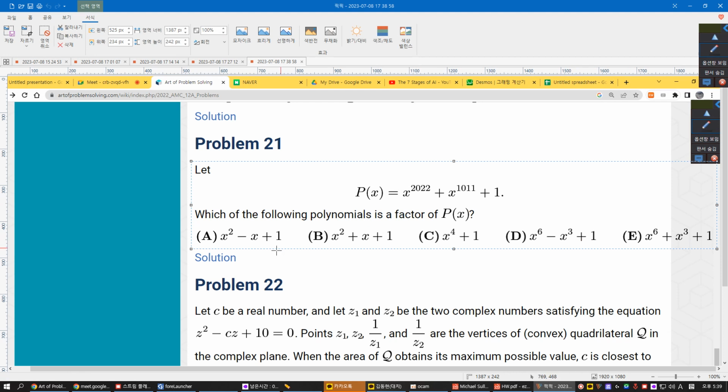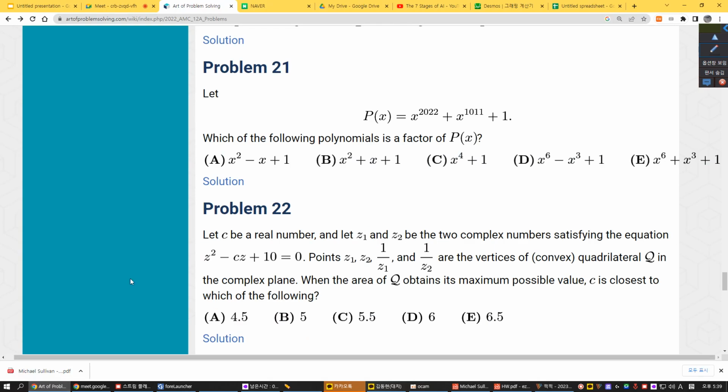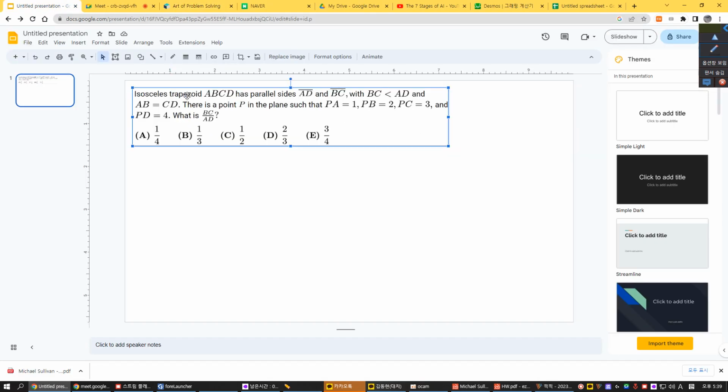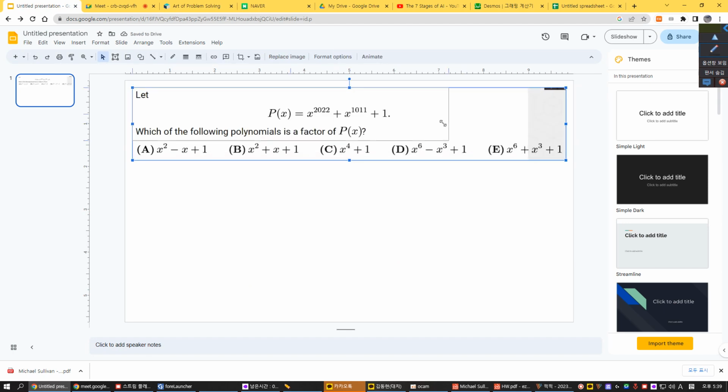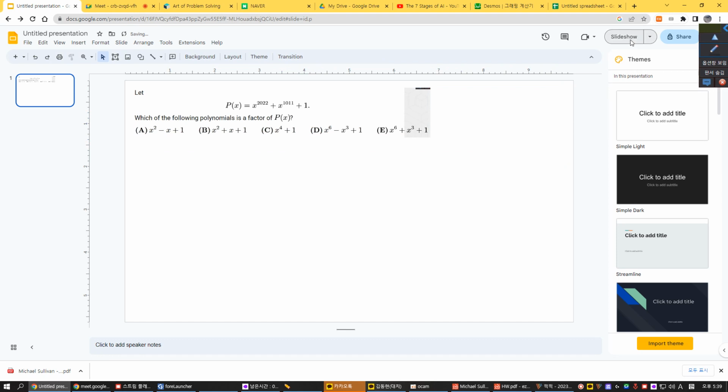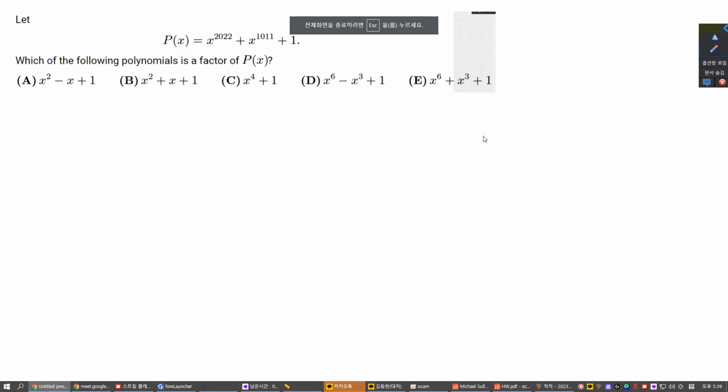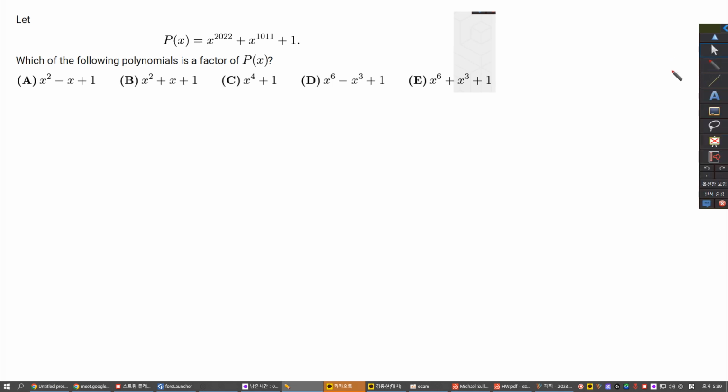So we are going to use the factor theorem. Factor theorem means if one of these is a factor of this P of x, the x value which makes each expression 0 will also make the P of x 0. That's called the factor theorem.